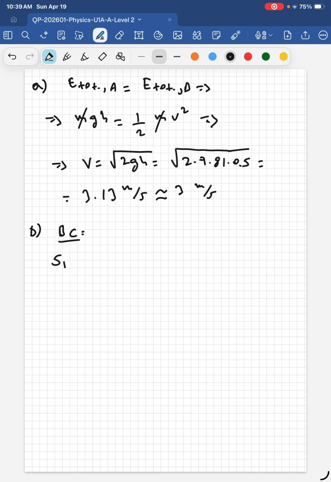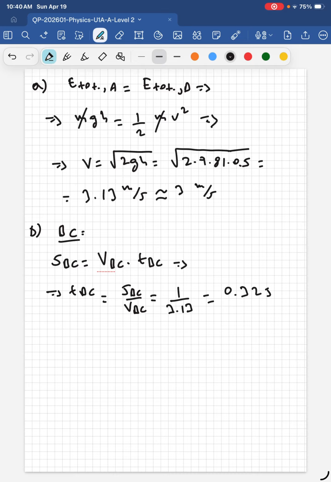So SBC is equal to VBC times TBC. So the time from B to C is S from B to C over V from B to C, which is equal to 1 over 3.13. Again, Donald Duck's number. So 0.32 seconds.